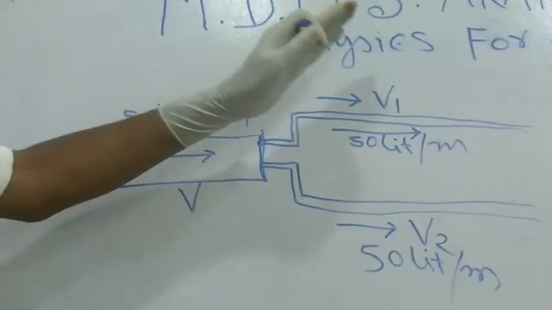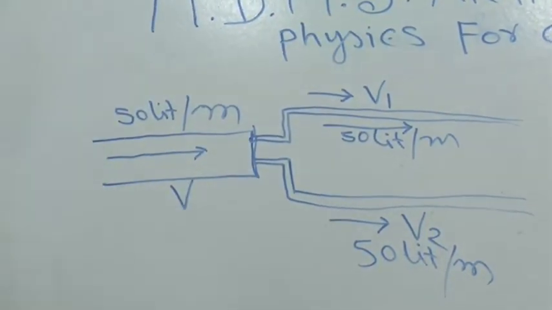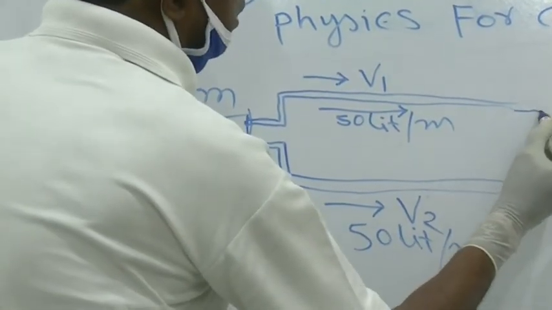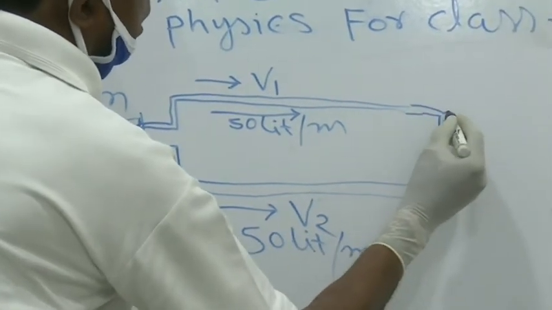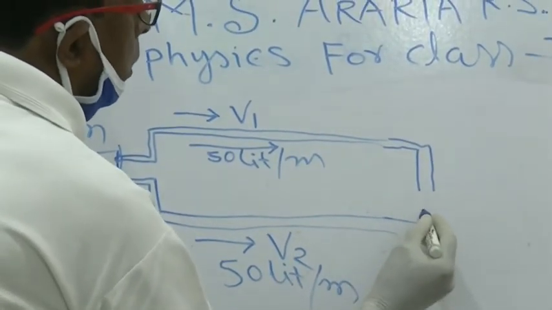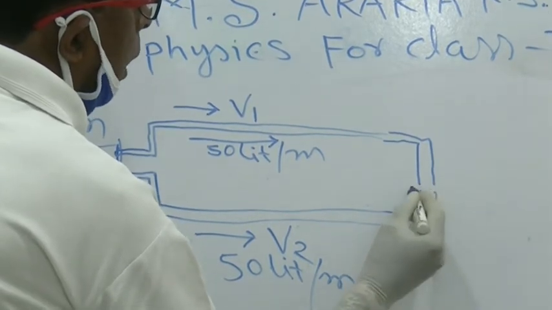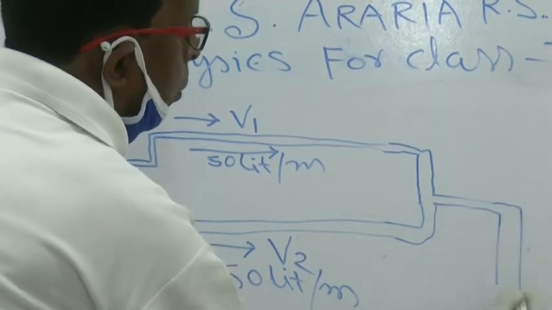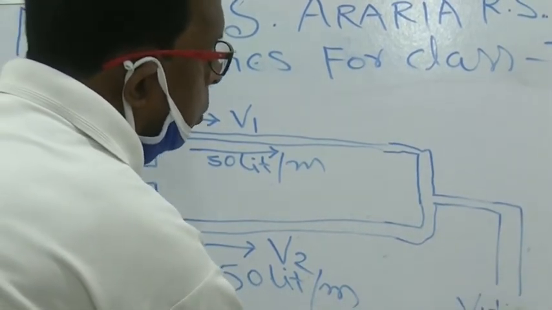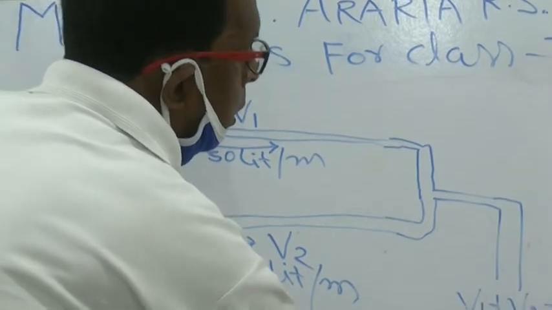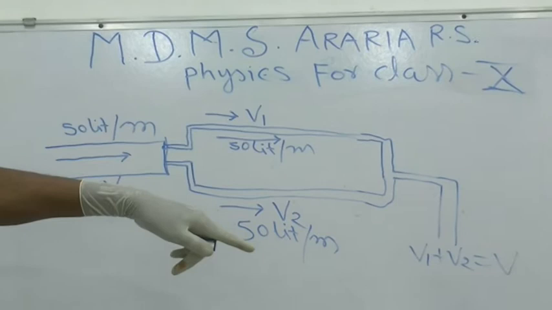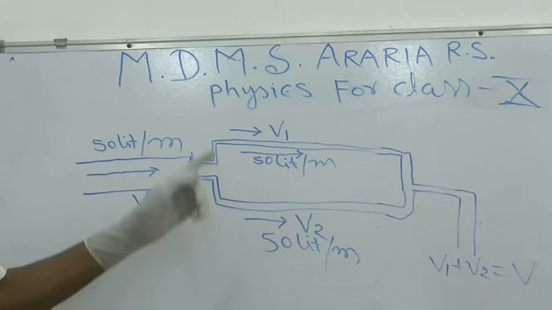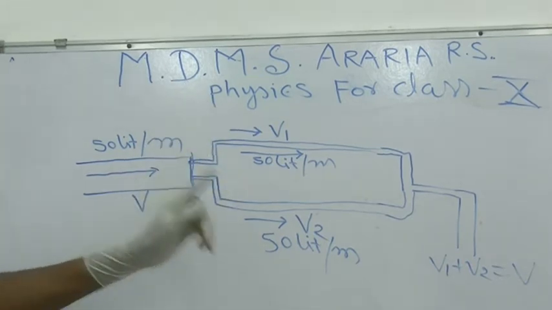The total volume is split into V1 and V2, and when again these two pipes are connected at one place and then the water is delivered here, the total water is V1 plus V2, that is V. The volume is same, and the current in each pipe is same, that is 50 liter per minute.